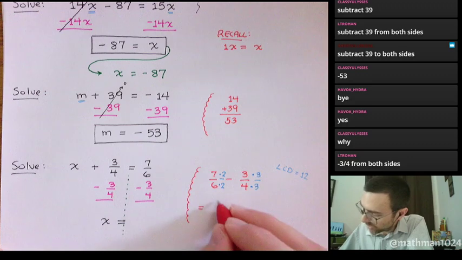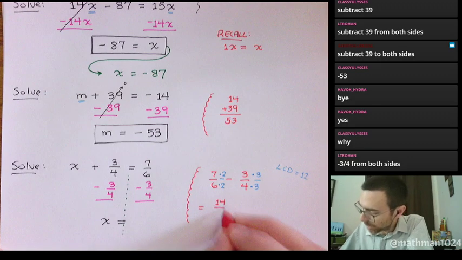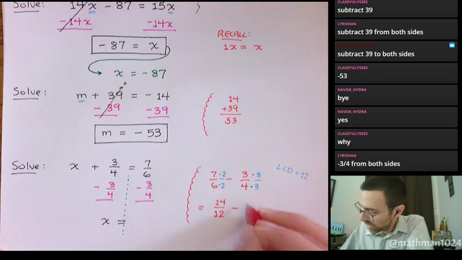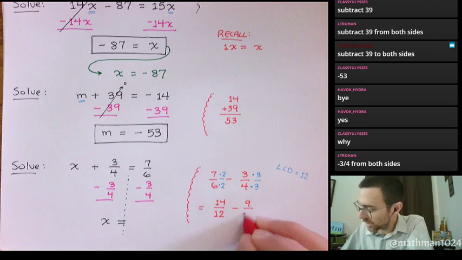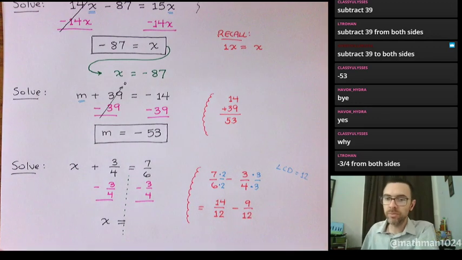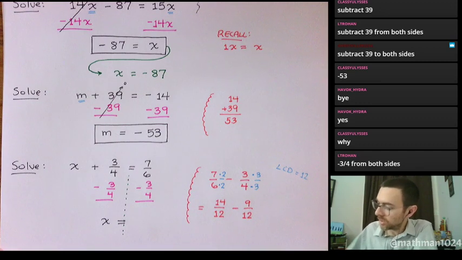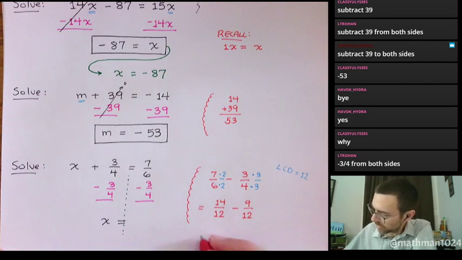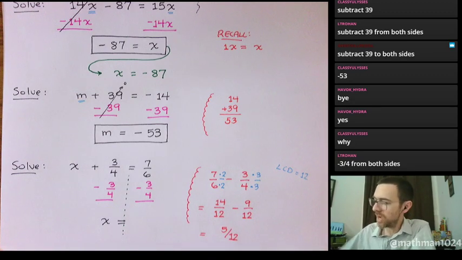And so now that we have common denominators, we can more easily combine these guys, right? So we get 14 over 12 minus 9 over 12, and all together, we get the fraction 5 over 12.